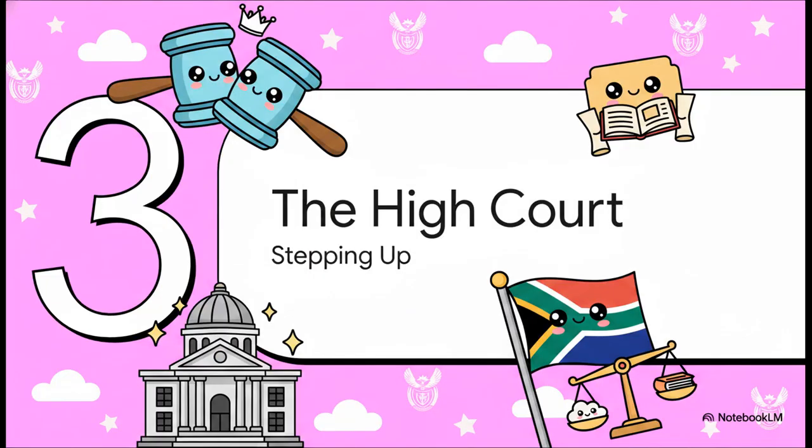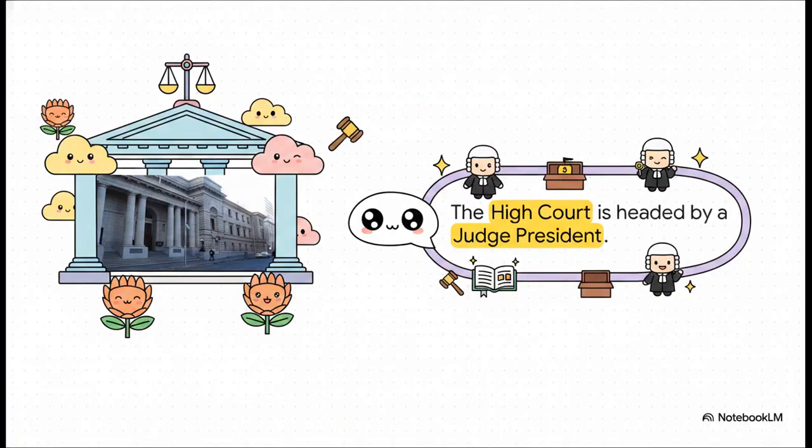Let's keep climbing. Section 3. The High Court. Stepping up. At the provincial level, we arrive at the High Court. Picture walking into one of these grand buildings. Each High Court has jurisdiction within its own specific province. A highly testable fact here is that the head of the High Court is called the Judge President.